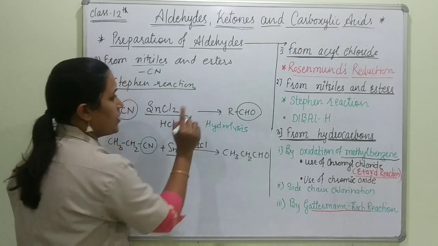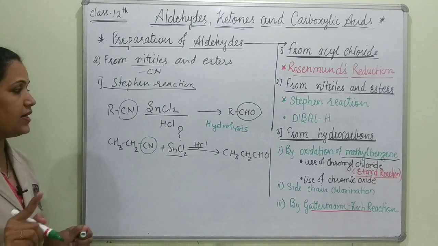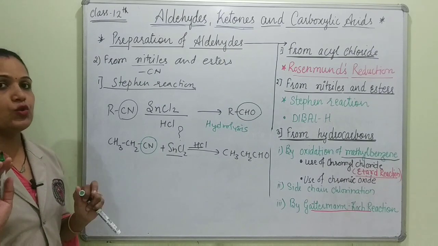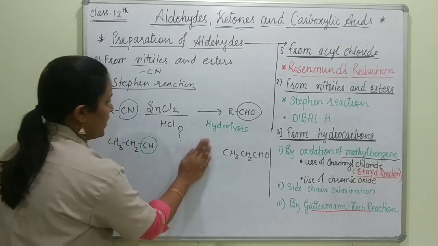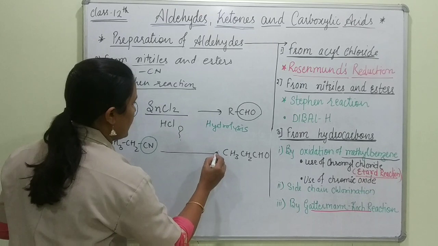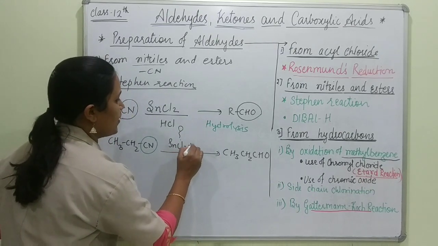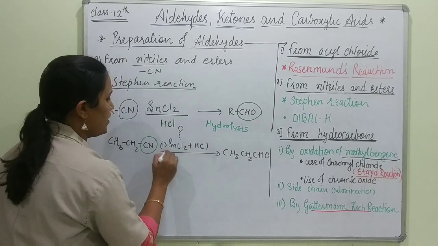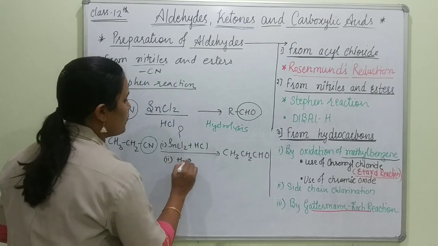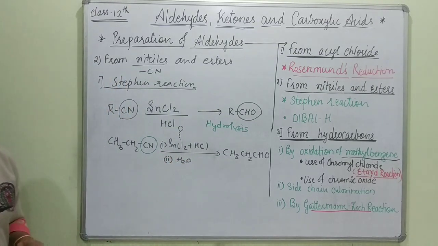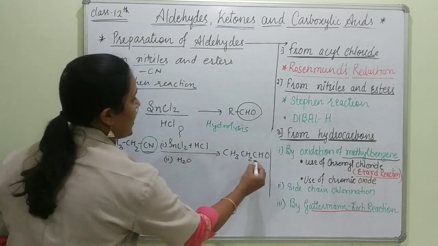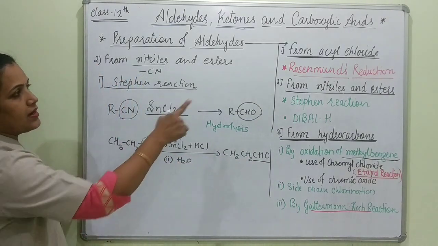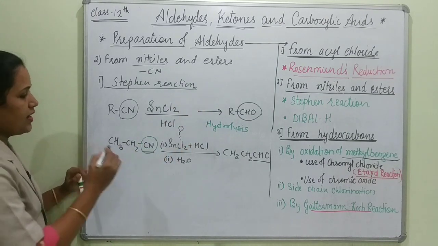So an intermediate product is also forming, but if you are not even writing the intermediate product, that's no problem. Directly we can write this reaction as SnCl2 plus HCl, this is the first one, and the second one which I am going to use is H2O. In this way we can convert the nitrile group directly to aldehyde. Similarly we have esters also, or other nitriles also.